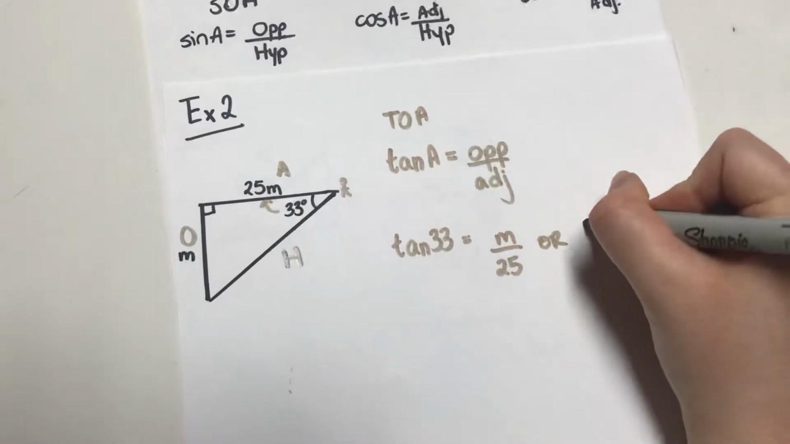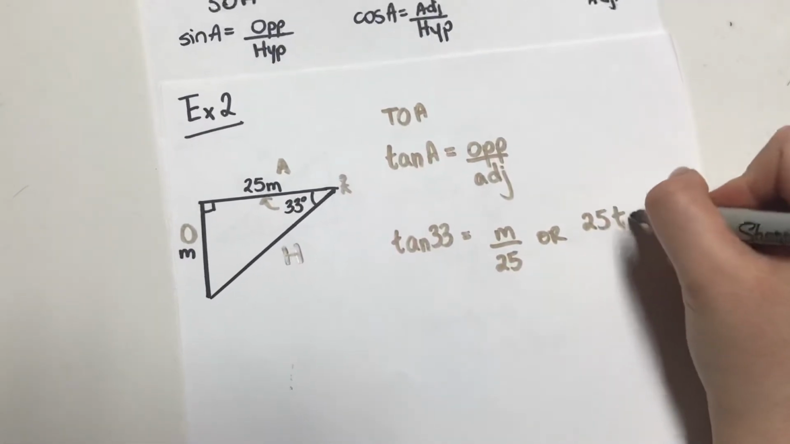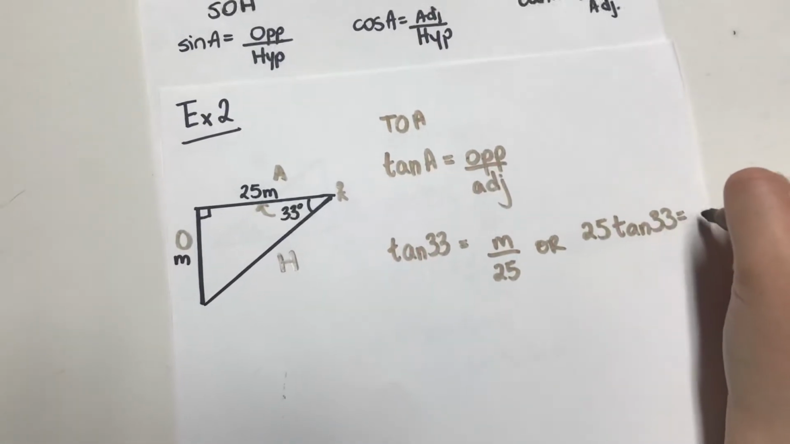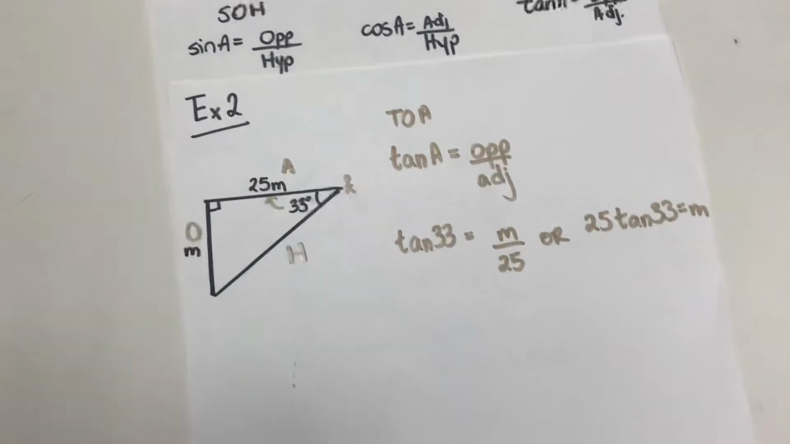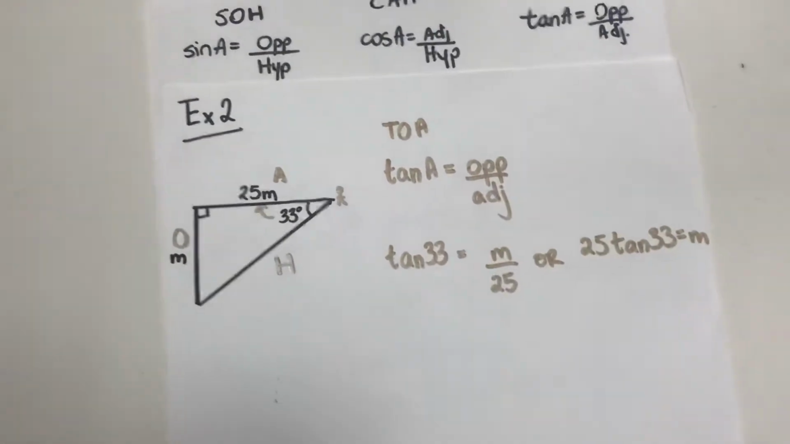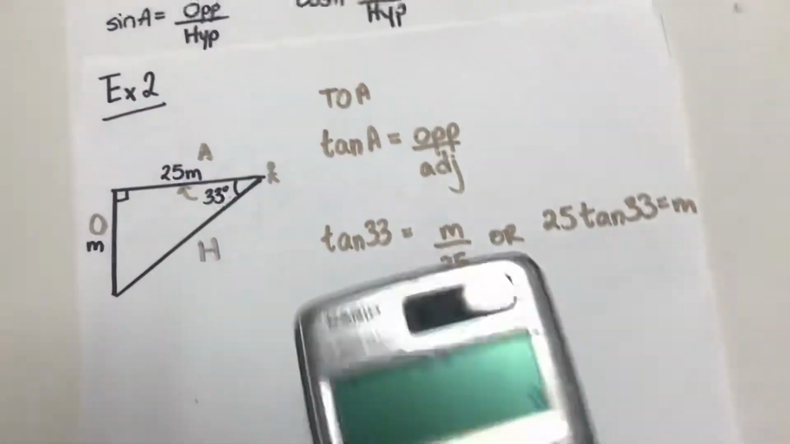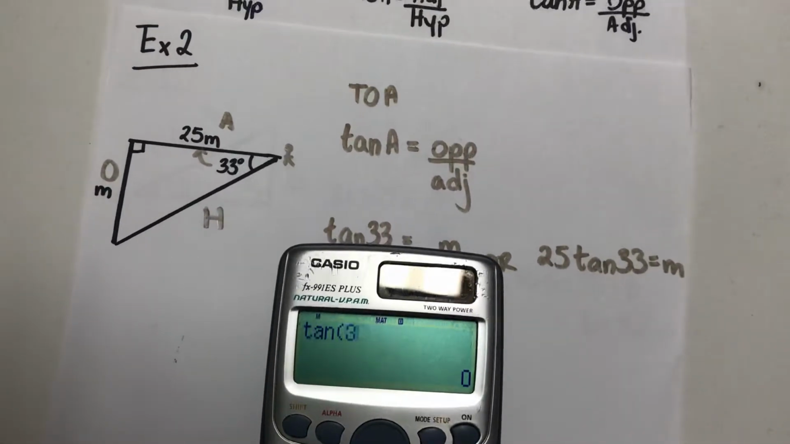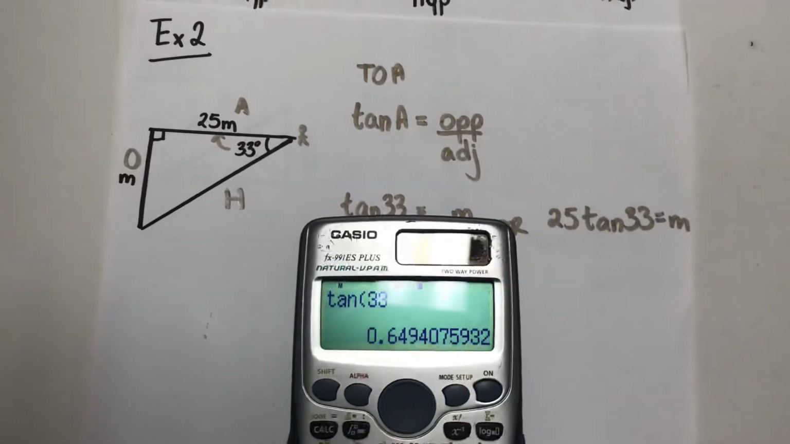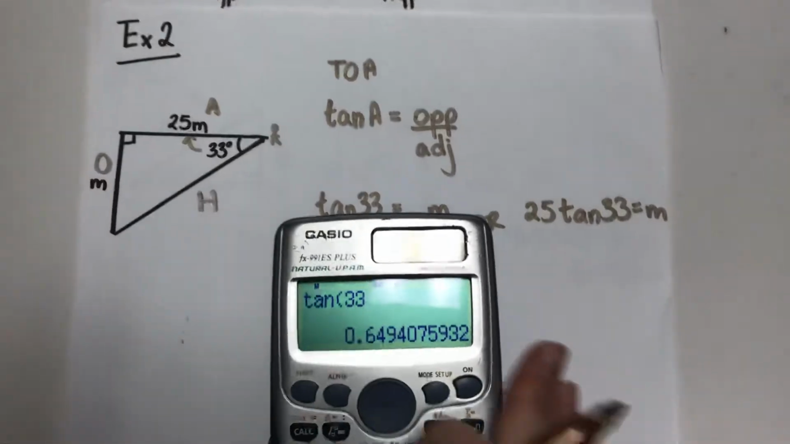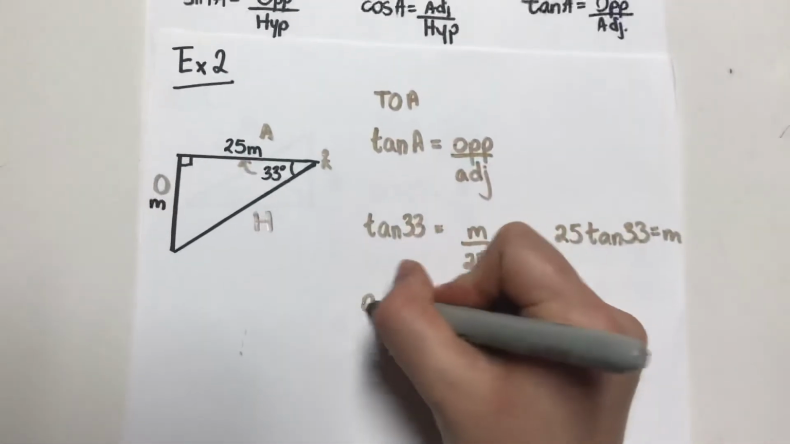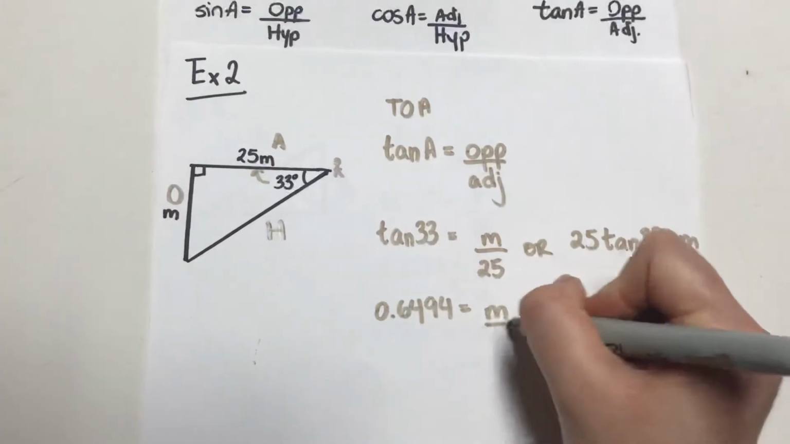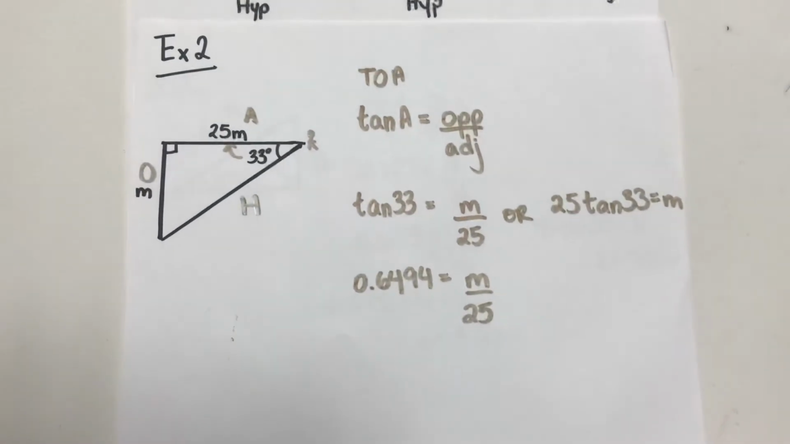So you could do this, 25 tan 33. This is a bit more sophisticated. Or you can just put this into the calculator. So got my handy dandy calculator right here. So I'm going to put tan 33, which gives me, rounding to 4 decimals, 0.6494. 0.6494 is equal to M over 25.